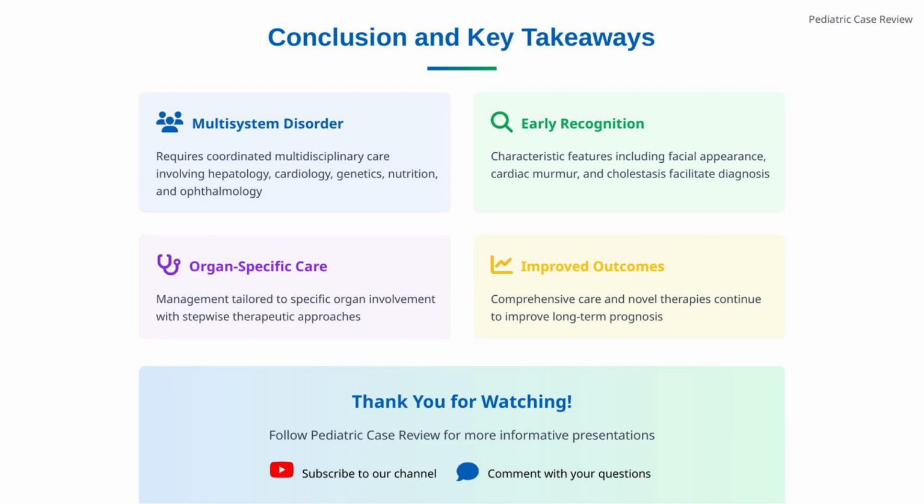In conclusion, Alagille syndrome is a complex multi-system disorder requiring coordinated multidisciplinary care involving hepatology, cardiology, genetics, nutrition, and ophthalmology. Early recognition of characteristic features including facial appearance, cardiac murmur, and cholestasis facilitates timely diagnosis. Management should be tailored to specific organ involvement with stepwise therapeutic approaches. With comprehensive care and the development of novel therapies, long-term prognosis continues to improve.